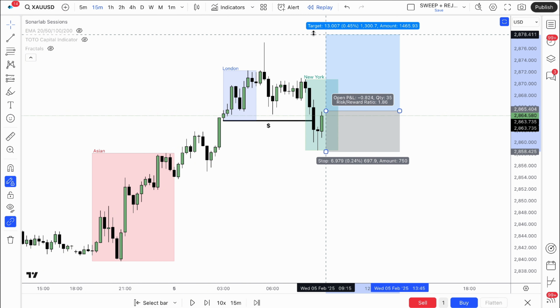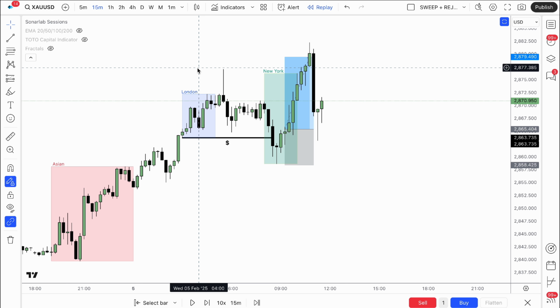I've personally backtested this strategy on gold, and in 2024 alone, this strategy did over 50 R in return. And I also have the data to support this.